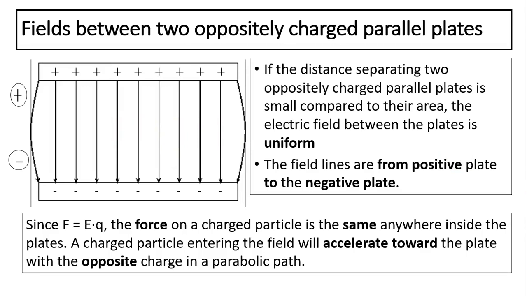Since F equals E times Q, the force on a charged particle is the same anywhere inside the plates. A charged particle entering the field will accelerate toward the plate with the opposite charge in a parabolic path. For example, the positive charge will accelerate toward a negative plate, and the negative charge will accelerate toward a positive plate, like this.